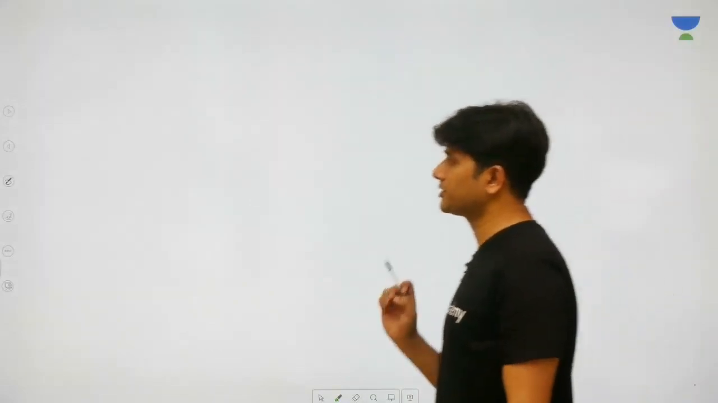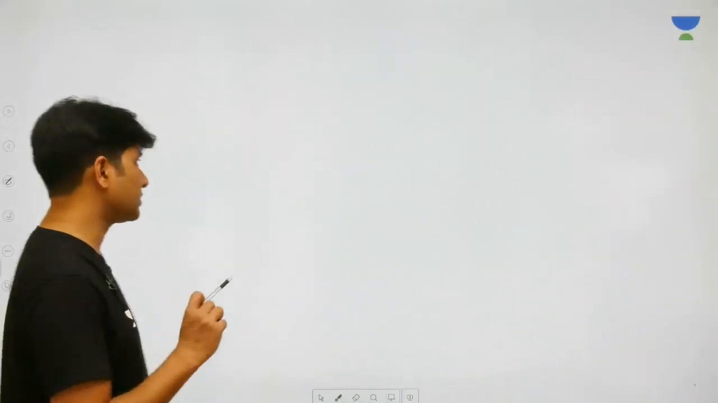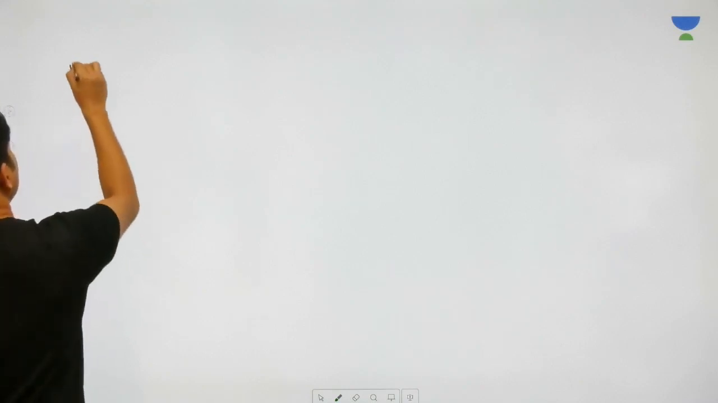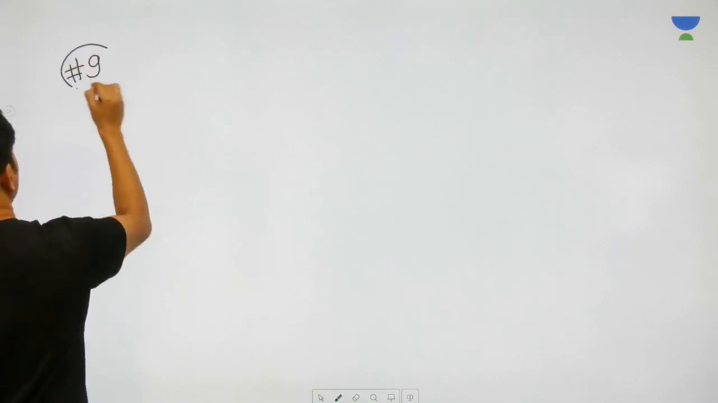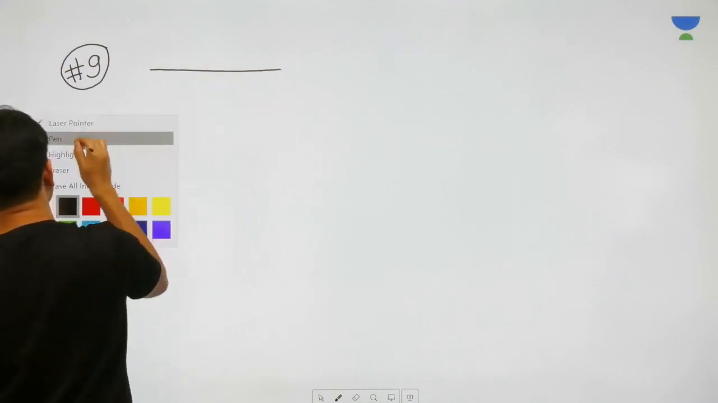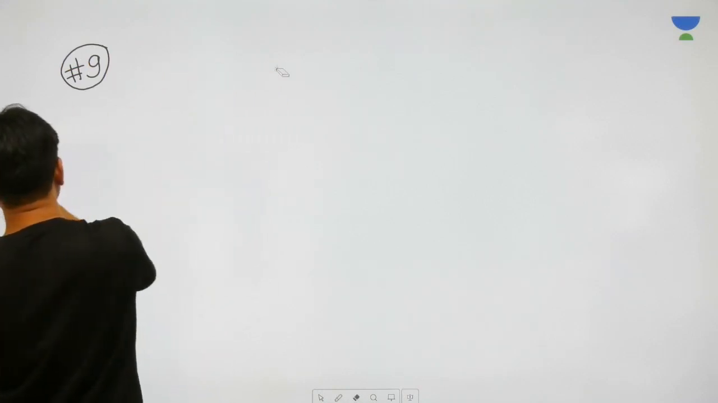Let me take one more example. Let me take one example this time from propped cantilever beams. Let me take it as the 9th problem. Let's say we have this propped cantilever beam.